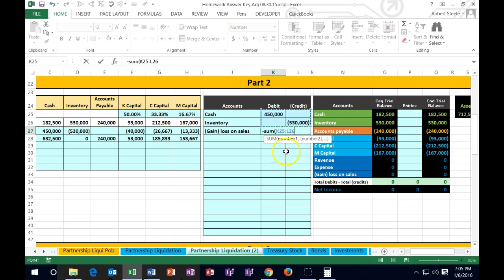So the 450 minus the 530 gives us 80. So it's going to flip the sign, and we already knew it was going to be 80, of course, because that's what we needed in there. I'm just going to use a formula to do so. Now if we highlight the two debits, they add up to 530, which is the credit. And if we highlight all of it, it adds up to 0, so we are in balance.